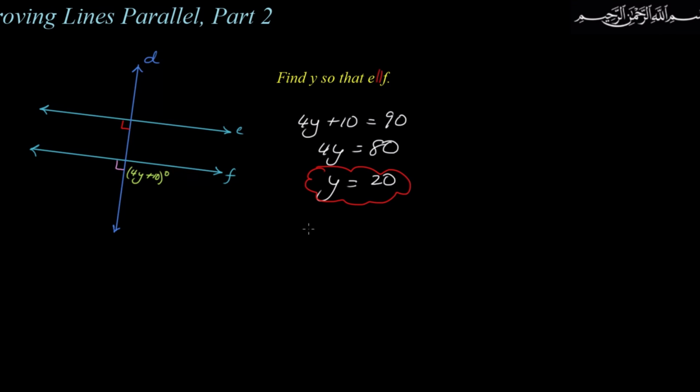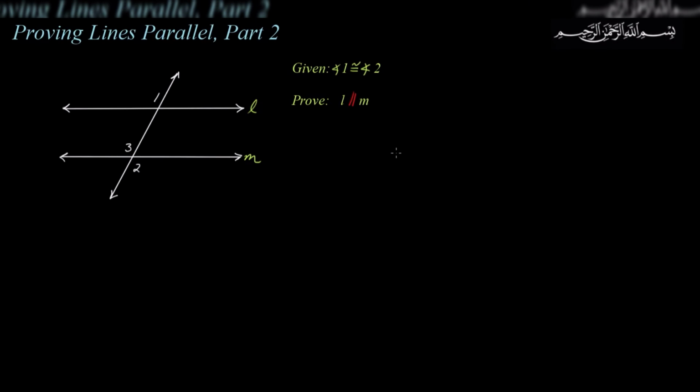So let's see what we got. Ooh, it looks like we have a proof over here. Okay, so let's read the question. Given angle 1 is congruent to angle 2. Okay, so angle 1 is congruent to angle 2. And then we're asked to prove that line L is parallel to line M.